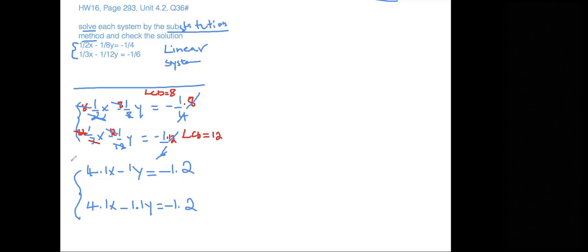All right, so now we can actually do the multiplication. So this turns into 4x minus y equals negative 2, and again 4x minus y, which is also negative 2. Same equation. What's up with that?